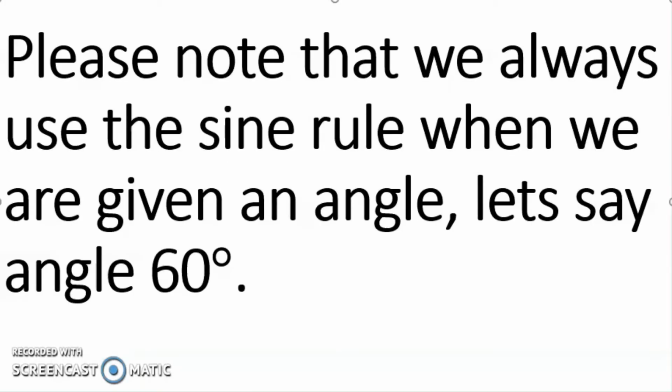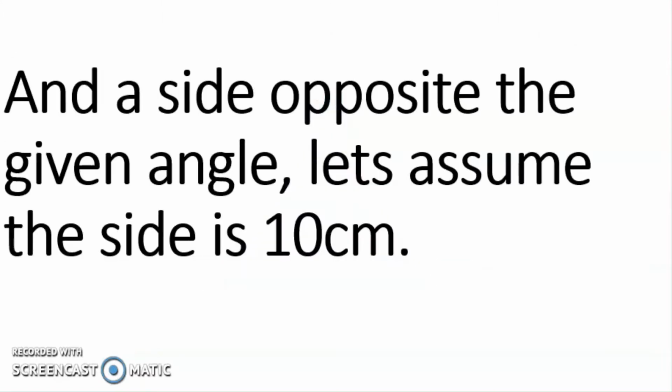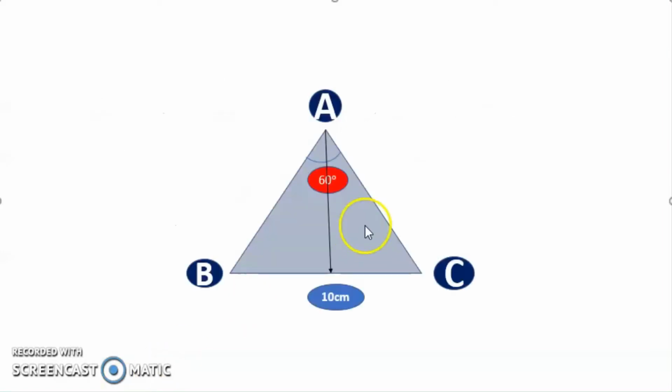Another thing we must note is that we always use the sine rule when we are given an angle, let's say angle 60 degrees, and a side opposite the given angle. Let's assume the side opposite the given angle is 10 centimeters. So whenever you are given an angle and a side opposite that given angle, automatically what we are going to use is the sine rule. So please note when and when not to use the sine rule. We use the sine rule when an angle is given and a side is also given. The side must be opposite the given angle which we are given.